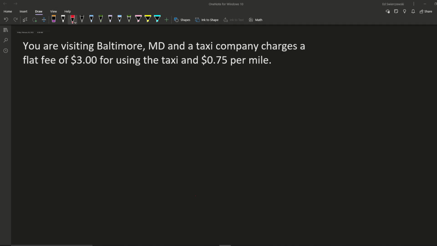Welcome to another video. We're going to look at a few examples on applications involving slope-intercept form. So I have the first one here.